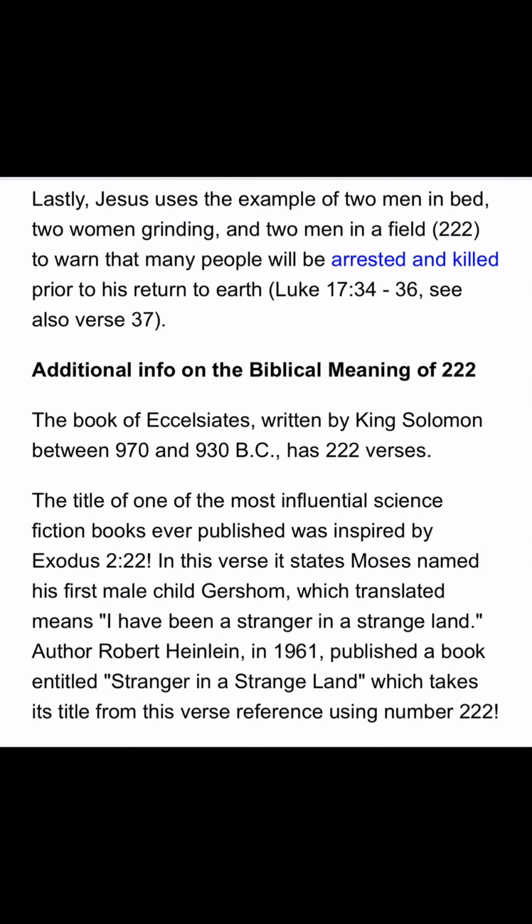The book of Ecclesiastes, written by King Solomon between 970 and 930 BC, has 222 verses. The title of one of the most influential science fiction books ever published was inspired by Exodus 2:22. In this verse, it states Moses named his first male child Gershom, which translated means, "I have been a stranger in a strange land." Author Robert Heinlein in 1961 published a book entitled Stranger in a Strange Land, which takes its title from this verse reference using number 222. Okay, and that was all of the numbers.